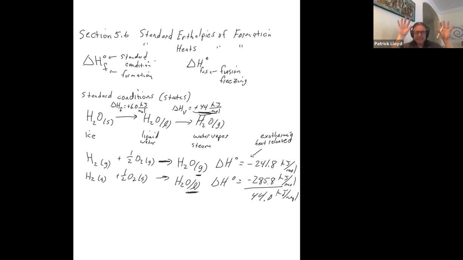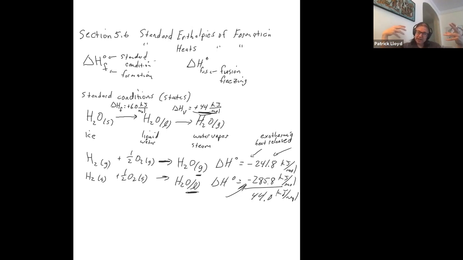So now what that means is this: if we're going to tabulate values, we have to be very careful about tabulating them in such a way that we know how they were measured. How did you measure this value? Did you measure it with water being a gas? Did you measure it with water being a liquid? Did you measure it with hydrogen being a liquid or a gas?